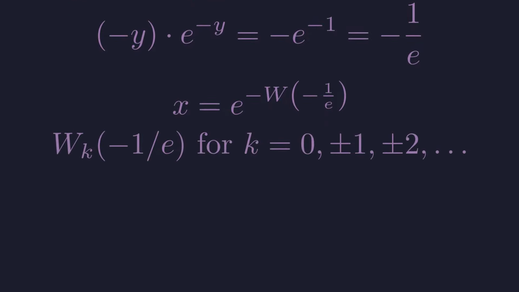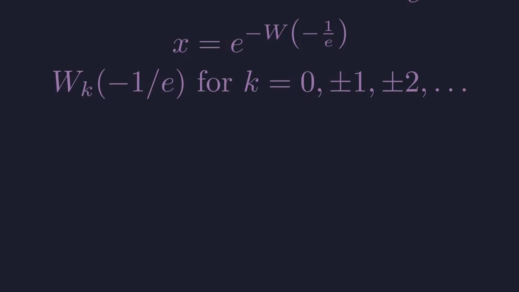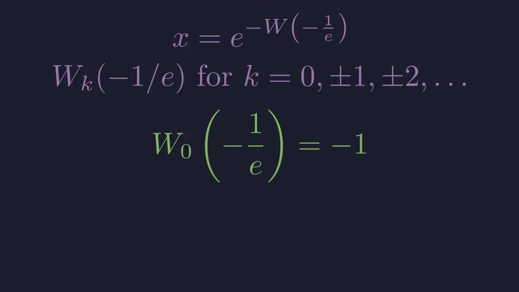Now here's where things get truly fascinating. The Lambert W function has infinitely many branches in the complex plane, denoted W subscript k, for integer values of k. This reflects the fact that complex logarithms are multivalued. There are infinitely many ways to undo the exponential function in the complex numbers. Let's verify the principal branch.